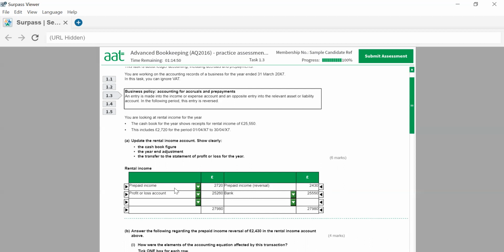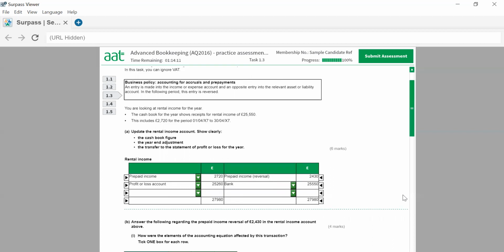So we would debit prepaid income 2,720, and on the prepaid income account, I would credit it for 2,720. And then we would reverse it again at the start of the next year. So debit prepaid income 2,720, and then credit rental income. And we'll start again as we did here. So at the start of the next period, that will be 2,720. Okay, enough said. So we've got the prepaid income already in the accounts.